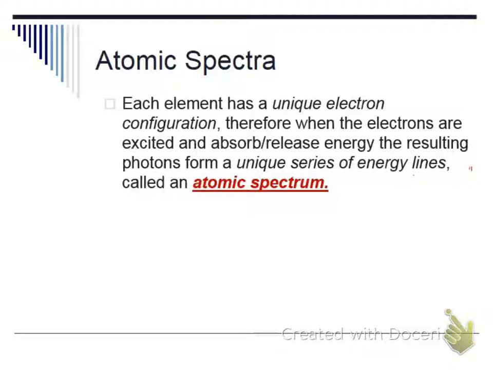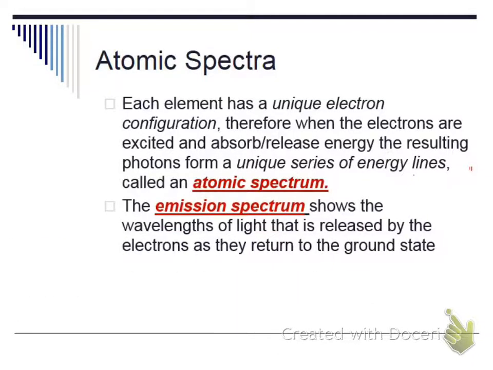photons that are released have a unique series of energy lines. We call that atomic spectrum. Within the atomic spectrum, you can have the emission spectrum, which shows the wavelength of light that is released when they are going back down to their ground state. Because remember, they absorb energy, jump up to the excited state, release that energy in the form of a photon, and fall back down to the ground state. Okay, so that's the emission spectrum.